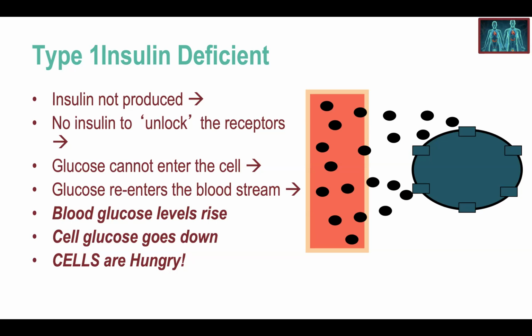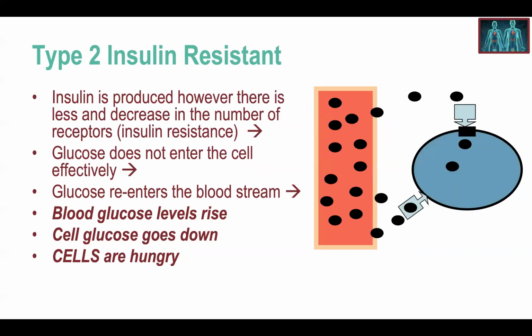So the cells are starving and the blood glucose goes up. Cells are starving. That stimulates the release of glucagon. But because you're insulin deficient, you don't have stored glycogen, you go directly to proteolysis and lipolysis.